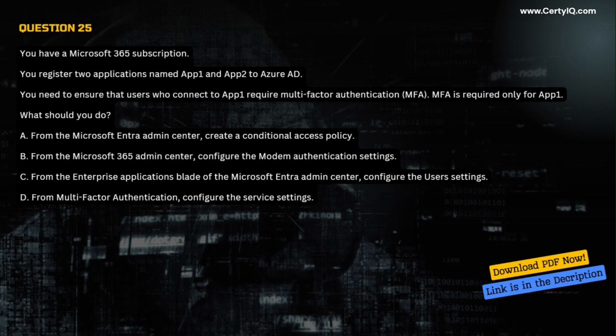A. From the Microsoft Entra Admin Center, create a conditional access policy. B. From the Microsoft 365 Admin Center, configure the modern authentication settings. C. From the Enterprise Applications blade of the Microsoft Entra Admin Center, configure the user settings. D. From multi-factor authentication, configure the service settings.